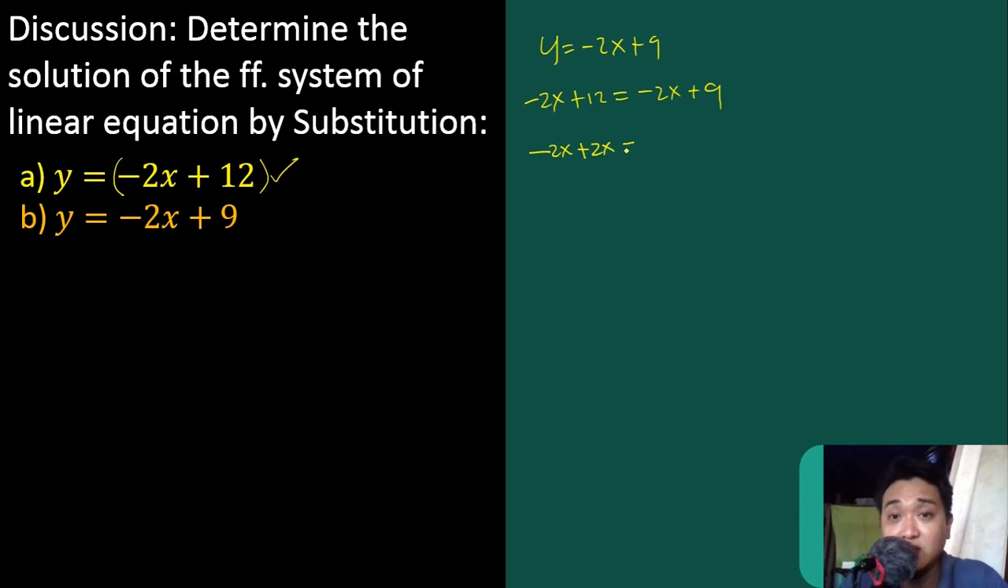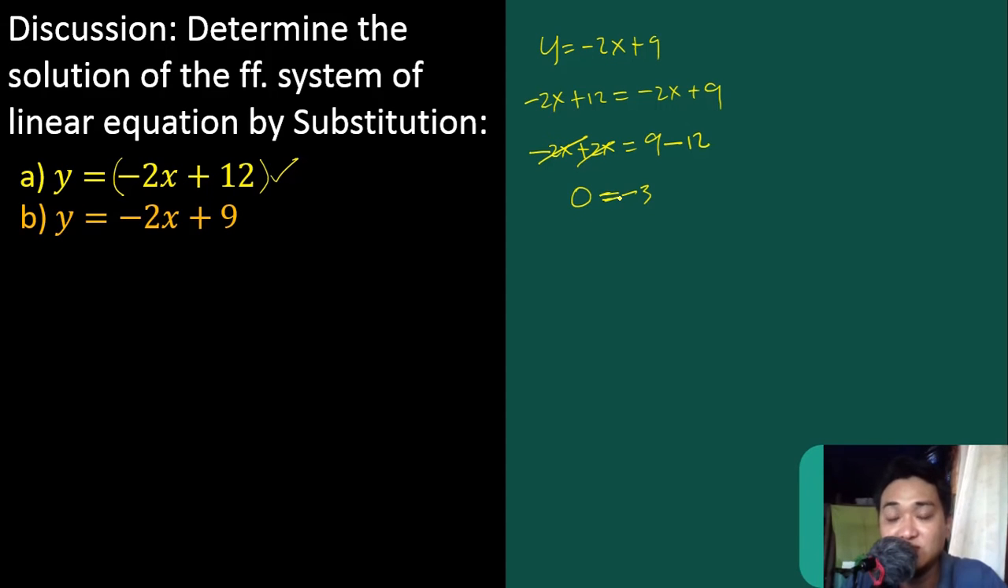Positive 2x. And then let us try to transpose positive 12 to the other side. It will become negative 12. So, copy positive 9 minus 12. Here, they cancel. They are 0. And 9 minus 12 is negative 3. So, in this case, 0 is equivalent to negative 3.